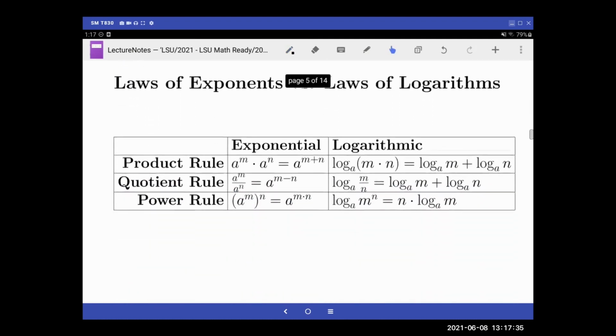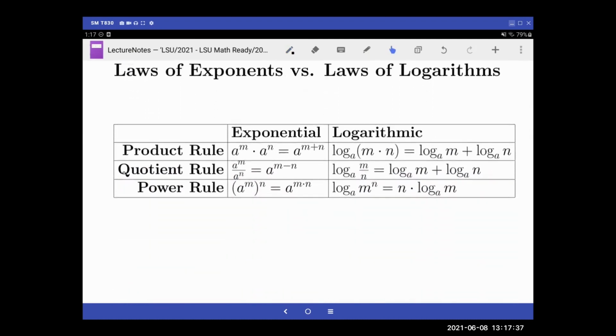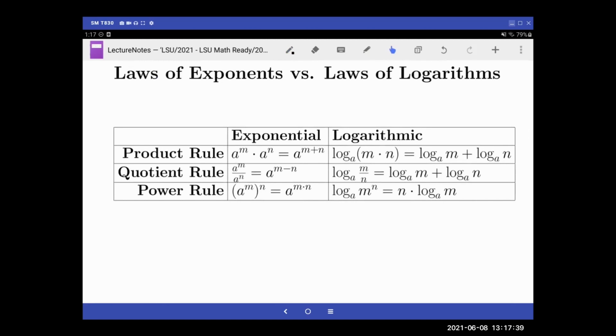We're not going to really talk about this much. I just want to show you, this is the laws of exponents and logarithms. And you can actually see, you probably know this, you've done this before in high school, I'm sure.